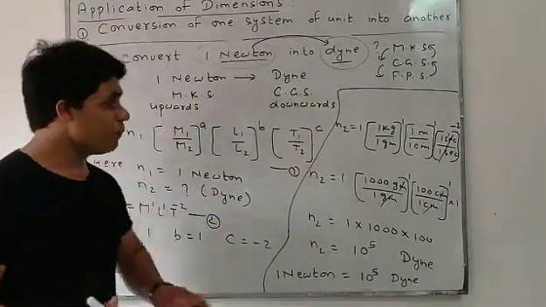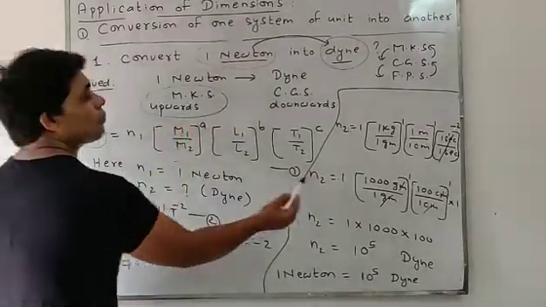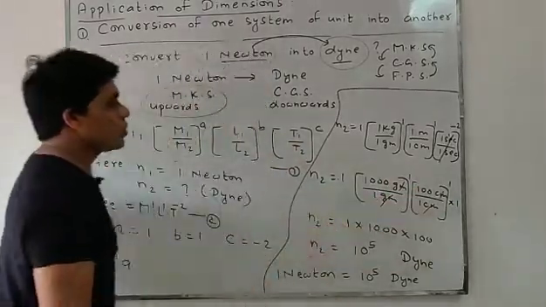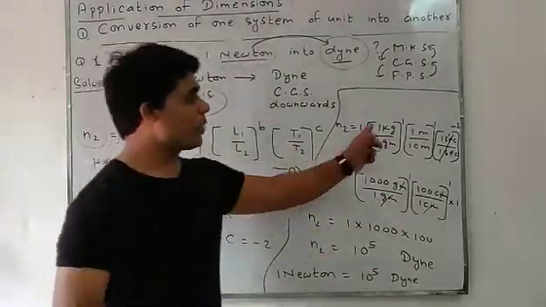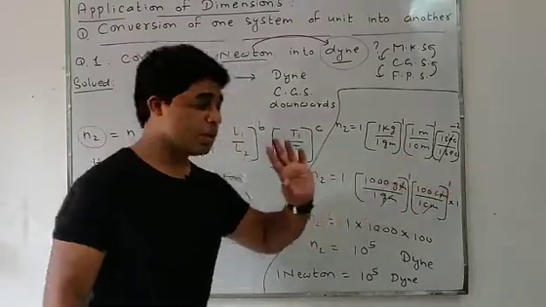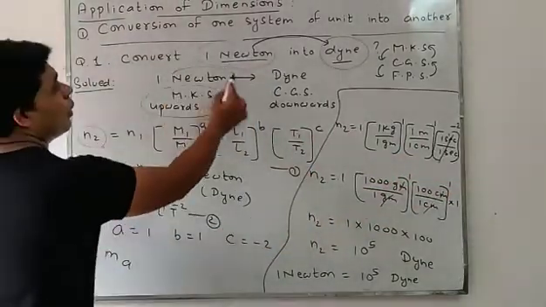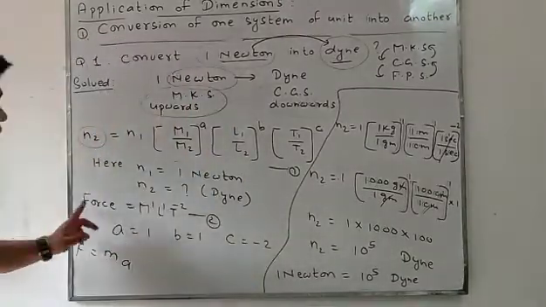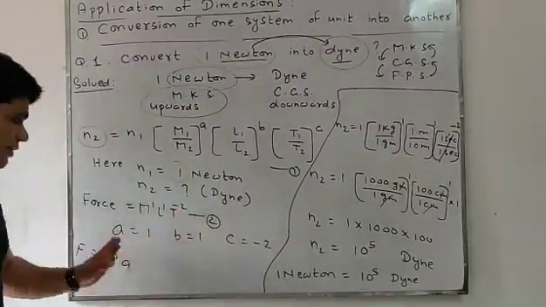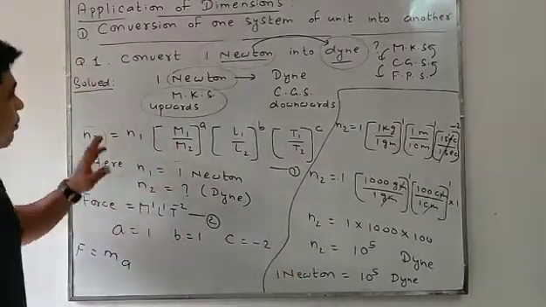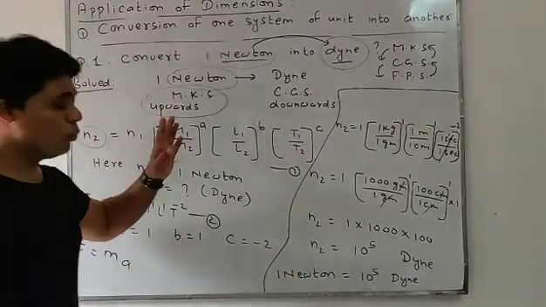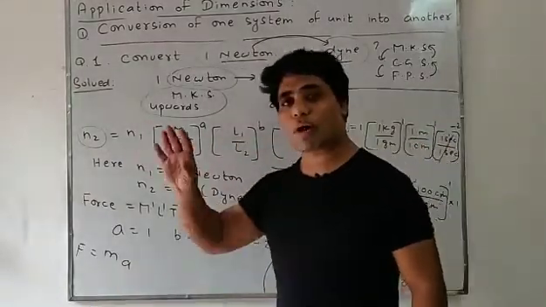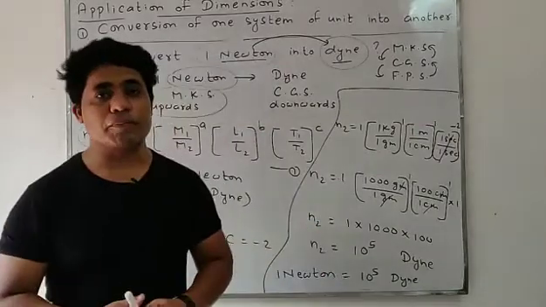One important point: the given system always comes upwards and the system that you find always comes downwards. That's why I have written here MKS, the value, upwards and CGS downwards. And the important thing, by the unit we can get the physical quantity, and the dimension of physical quantity is taken as a, b, c. And the formula, just remember: N2 equals N1, M1 by M2 power a, L1 by L2 power b, T1 by T2 power c. This is the formula for conversion of one system into another. Okay students?